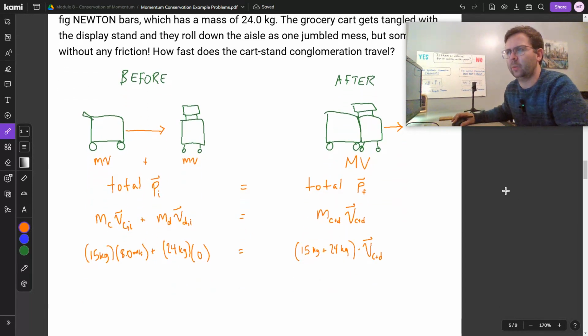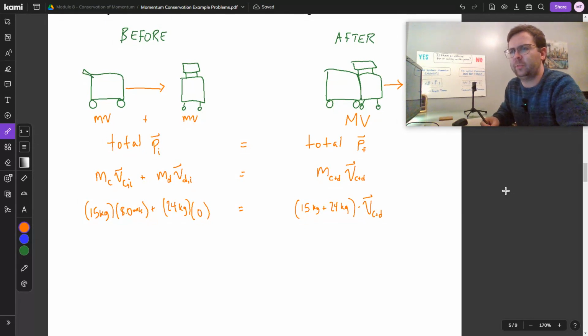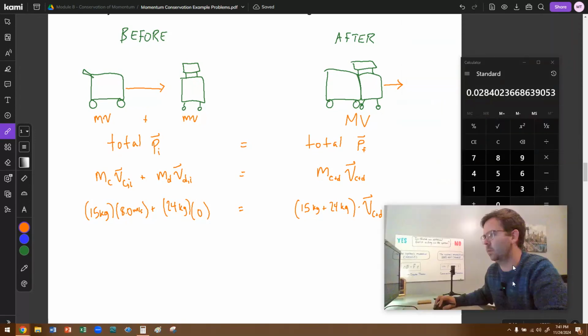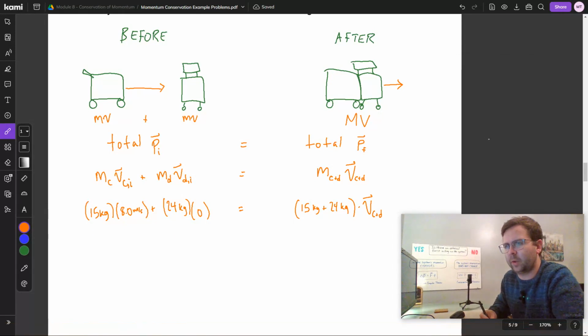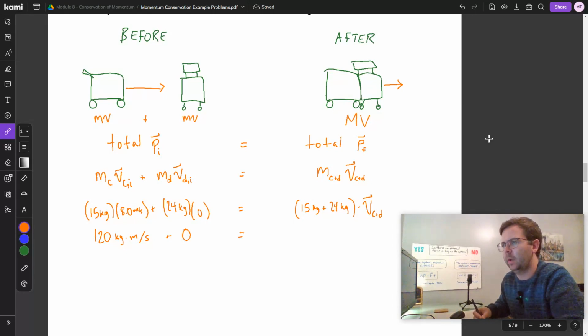Okay. So as we continue to work this problem out, 15 times 8, I should be able to do that in my head, but speaking of my head, it's in the way. 15 times 8, 120 kilogram times meters per second, plus 0. So this just is not there anymore. And then 15 plus 24, that's going to be a mass of 39 kilograms. All right, so the 0 is just gone.